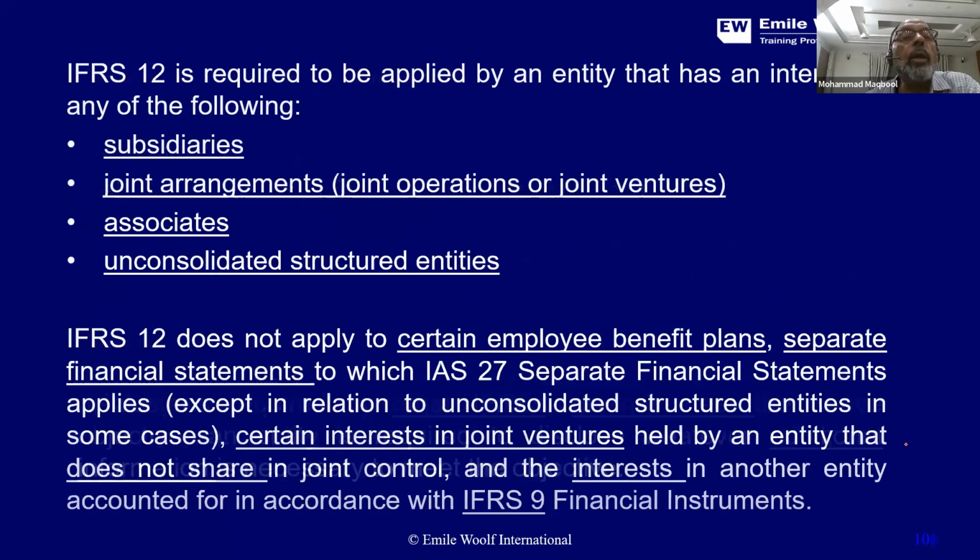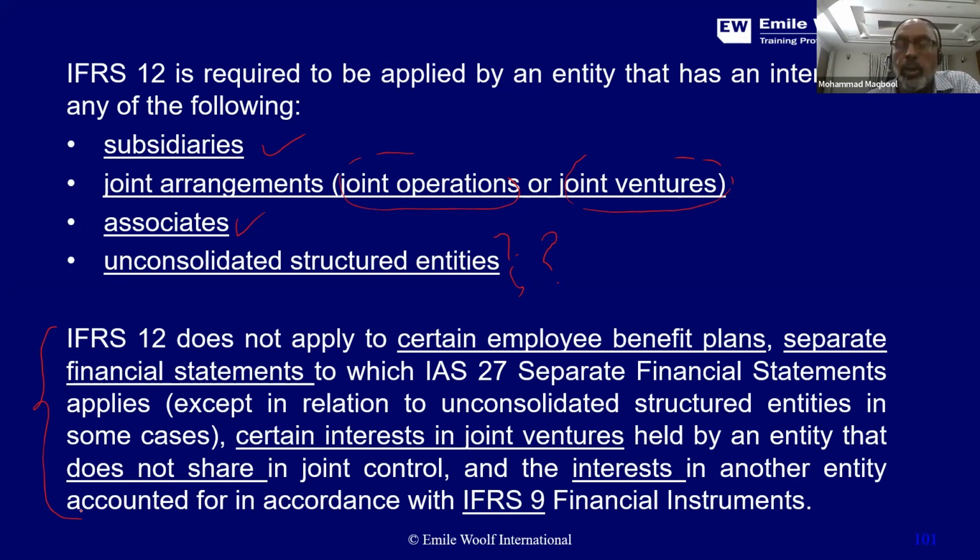Now, an entity is required to give disclosure for interests in subsidiaries, joint arrangements, which could be joint operations or joint ventures, associates, and unconsolidated structured entities. What are these? We'll look at that. IFRS 12 does not apply to certain employee benefit plans. Leave it; you can look at that because I just don't want to waste time on it.